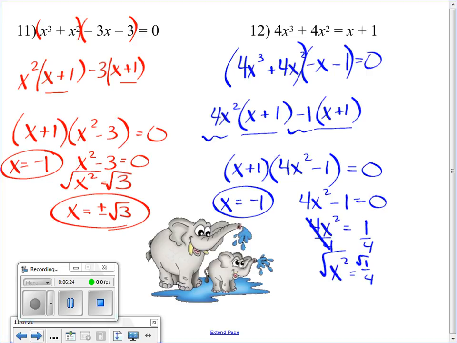Square root, remember top, bottom. Square root of 1. Square root of 4. So don't forget your plus minus, because you took the square root of something. So plus or minus half and -1. Where will that graph, like if I would graph that, where would it cross the x-axis? -1/2, +1/2, and -1? Yeah. How are we doing? Okay.